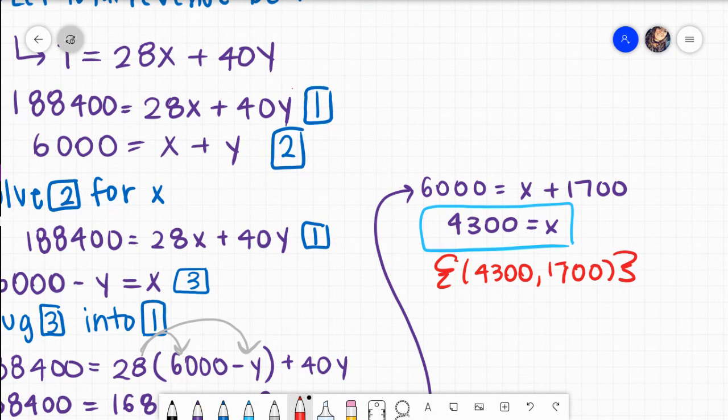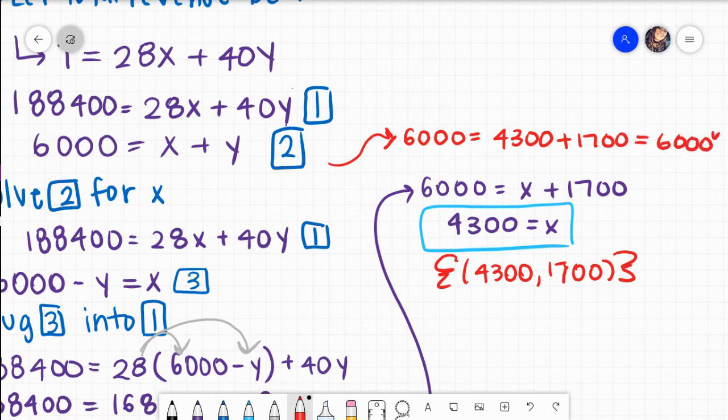So what I want to do is just kind of a couple of little checks, right, just to make sure. This is saying that 6,000 equals 4,300. Sorry, let's do it this way. Yes, that was right. I'm sorry. 4,300 is my x, and then plus my y. And if you add those together, I get 6,000, which is true.